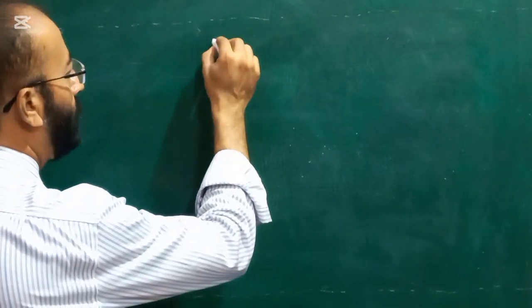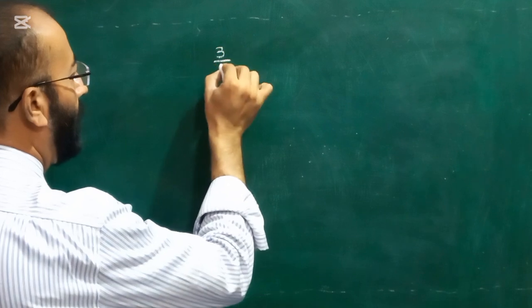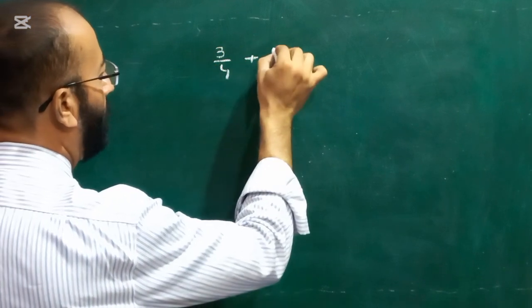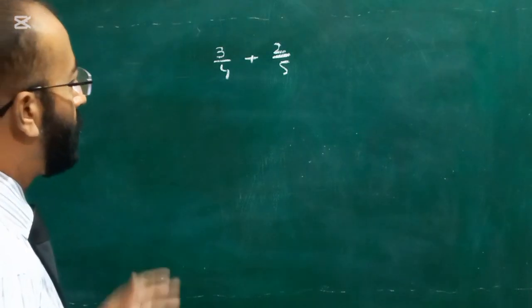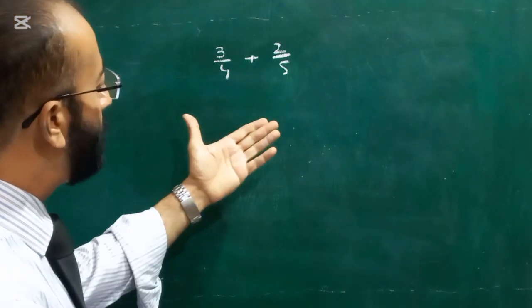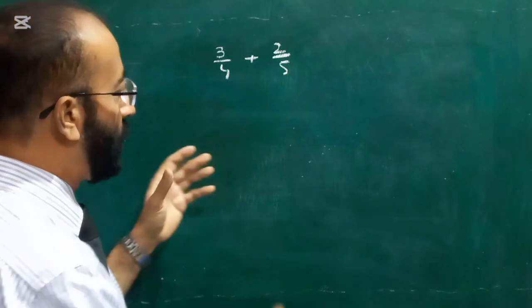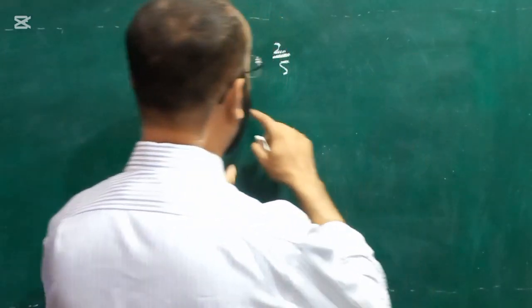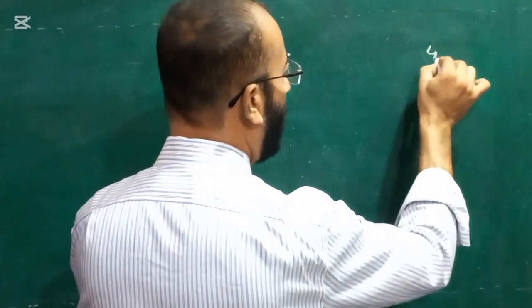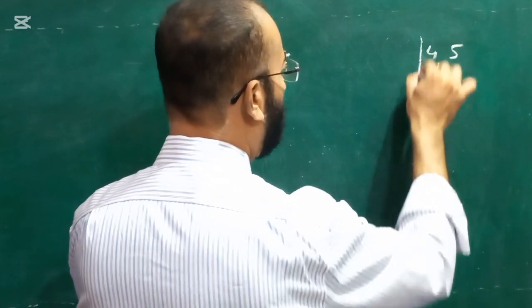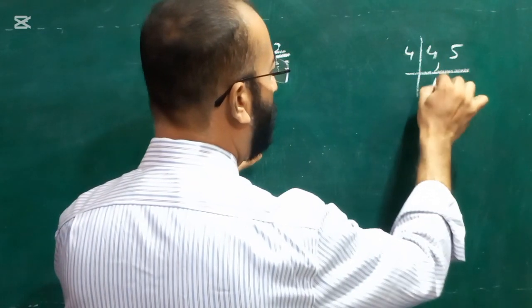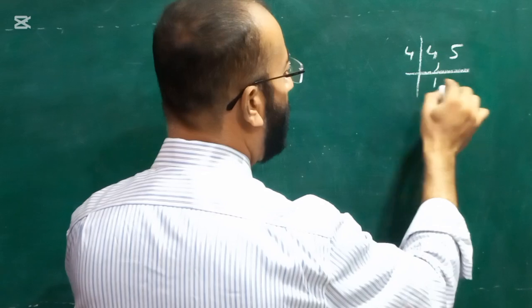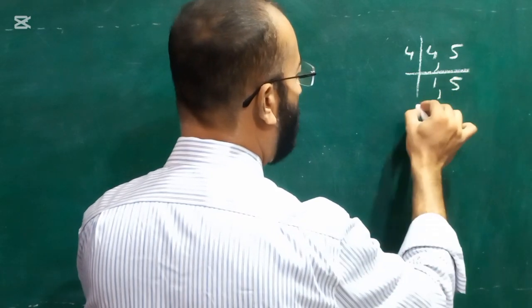So the question is 3 by 4 and 2 by 5. So this is the question. Now we will solve this question by the method of taking LCM. So 4 and 5 are the denominators. First we will take the LCM of these numbers. So 4 1s are 4. Because 5 is not coming in the table of 4, 5 will remain as it is.